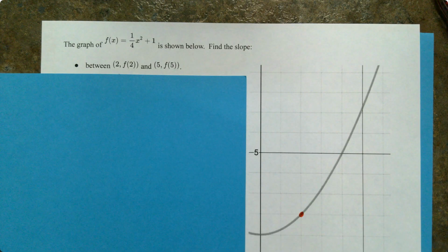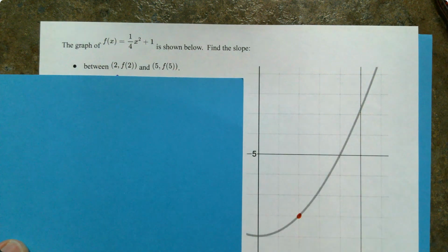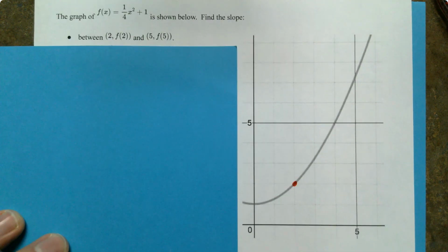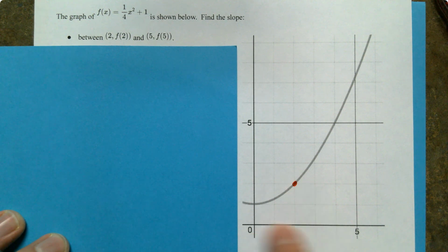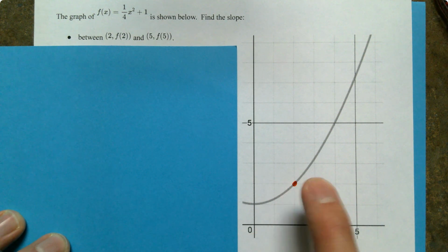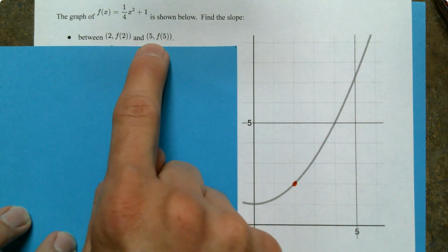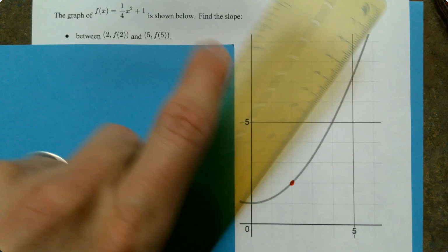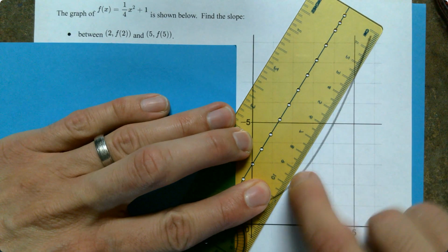On the paper, we have the graph of 1/4 x squared plus 1. There it is. We are going to find the slope eventually at f of 2, which is 2, f of 2. This is the coordinate 2 comma f of 2, which is really coordinate 2, 2. And so let's start by finding the slope between 2, f of 2 and 5, f of 5, which means that if I grabbed a ruler, we'd be finding the slope from here to here. And I want to find the slope from here to here.